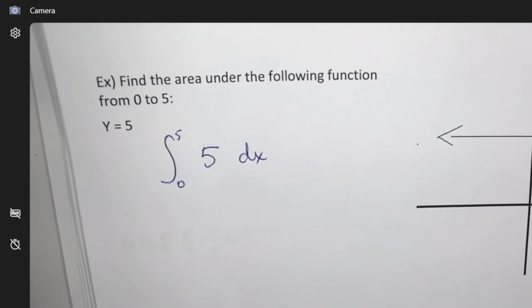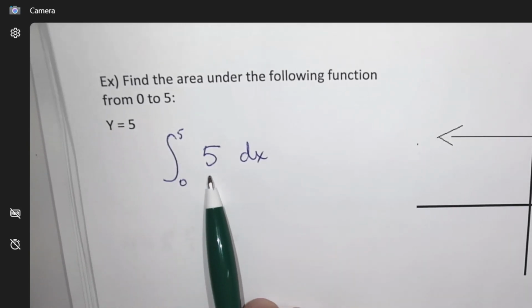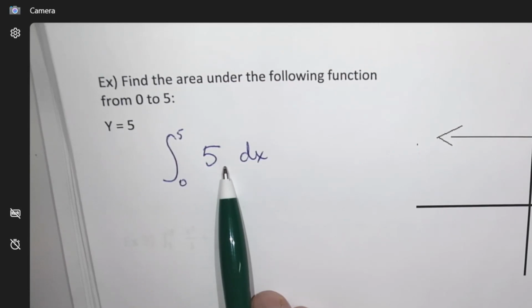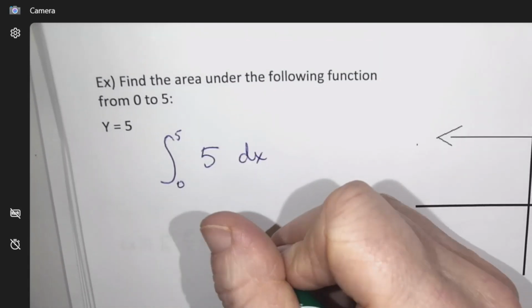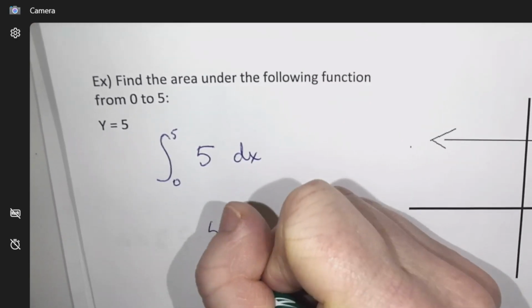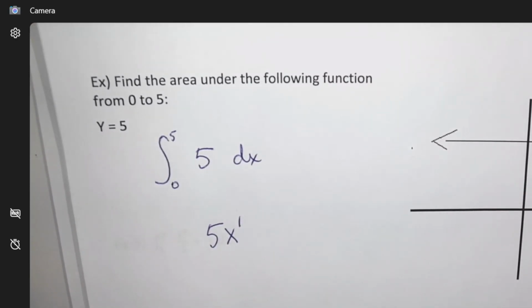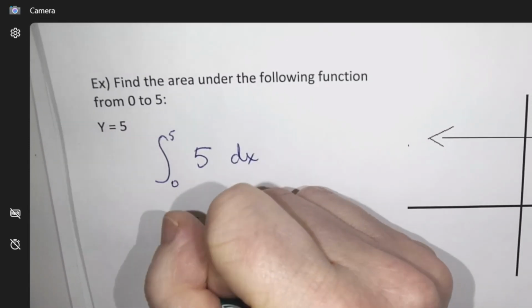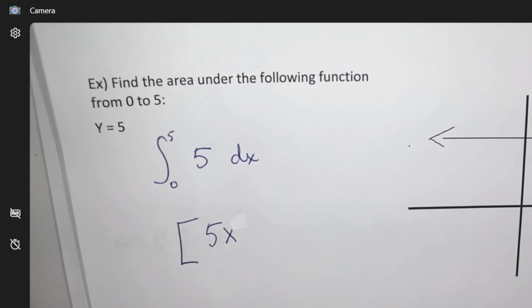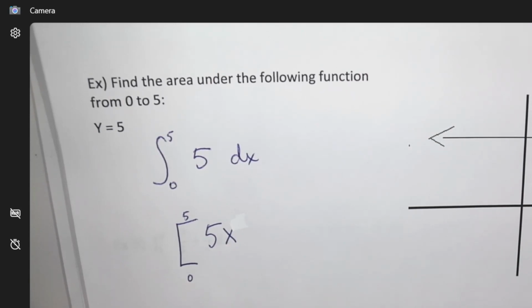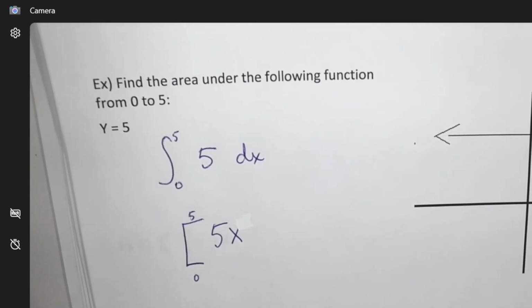Now do the antiderivative. So what do you do? How do you go up a degree? Right now there's an x to the 0, so we would go up, and then 5 divided by 1 is just 5x. We did the antiderivative, so I don't want the integral in there anymore, from 0 to 5. Now I'm going to plug the 5 in, subtract, and plug the 0 in.